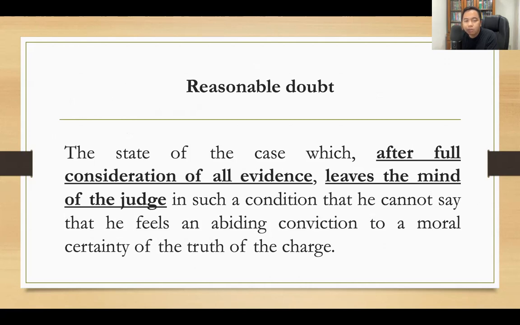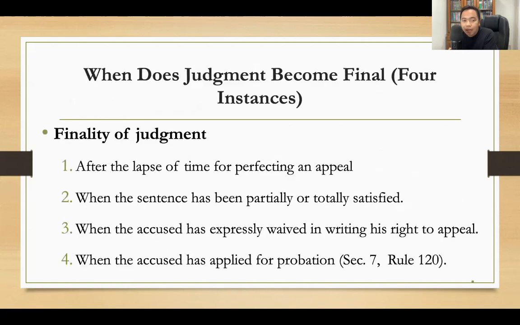What is a reasonable doubt? A reasonable doubt is the state of the case which, after full consideration of all the evidence, leaves the mind of the judge in such a condition that he cannot say that he feels an abiding conviction to a moral certainty of the truth of the charge. So when you say reasonable doubt, the judge's mind is uncertain whether the accused is guilty or not. So in case of doubt, the accused will be acquitted.